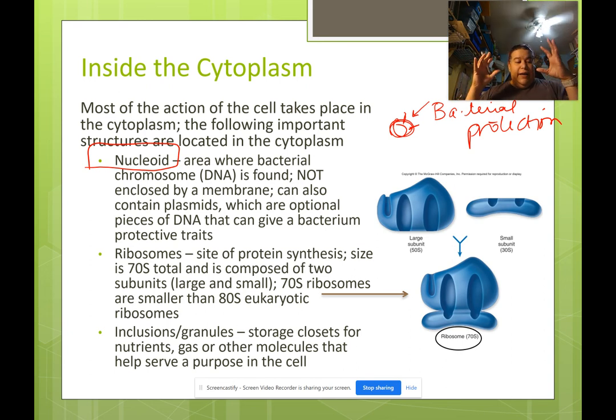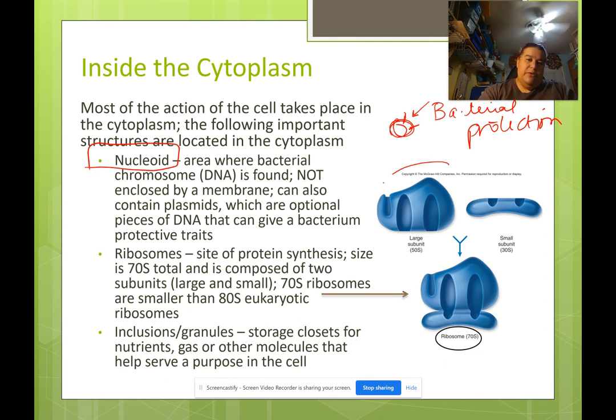You've got an area where DNA is found, and that includes any extra little rings of DNA that are plasmids. Okay. And again, plasmids, they may carry junk, but sometimes they can carry beneficial traits.